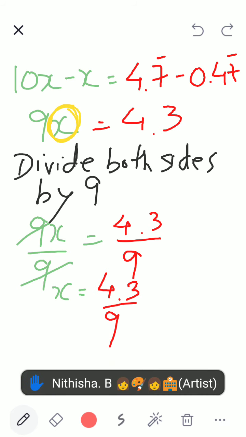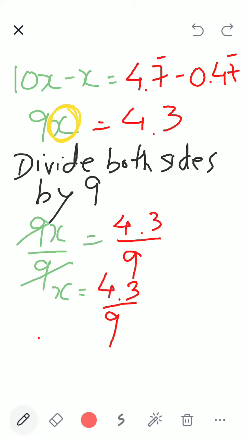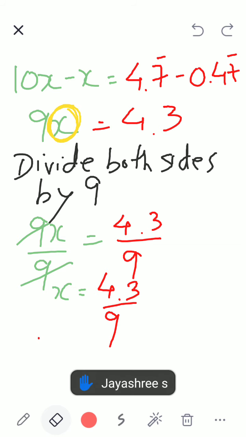Lower your hand, Nitisha, please. Can I say 3.5 is equal to 35? Then how are you saying I can remove the decimal point? 3.5 is not 35, no? Then what is my technique? What should I do? Yes, Jayashree.